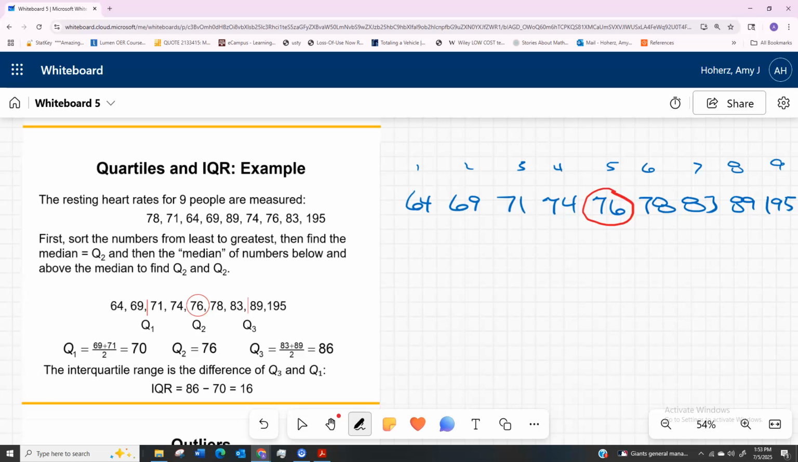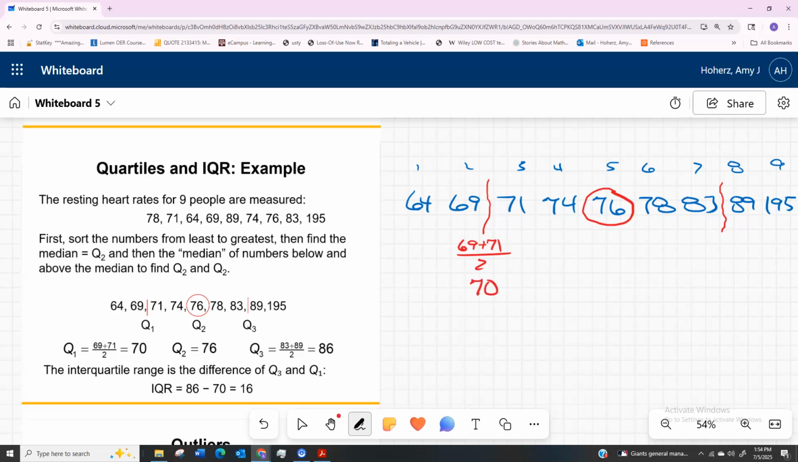Now what we do is we look at each half and we cut that into half. So on the left, we have 4 values, so we have to go in between the 69 and the 71. And then on the other side, we have to go between the 83 and the 89. So we average them. 69 plus 71 divided by 2 gets us 70.